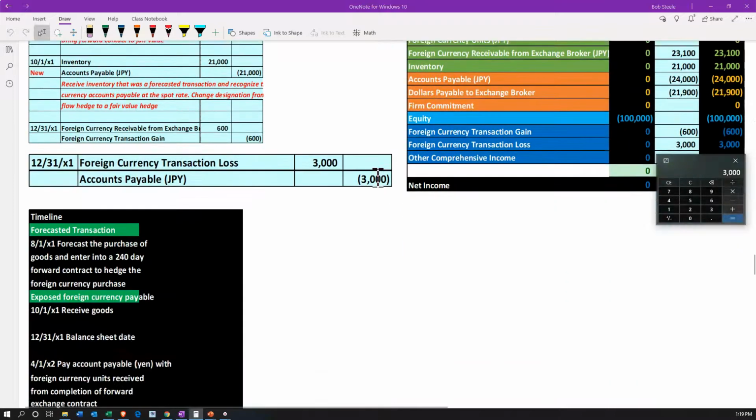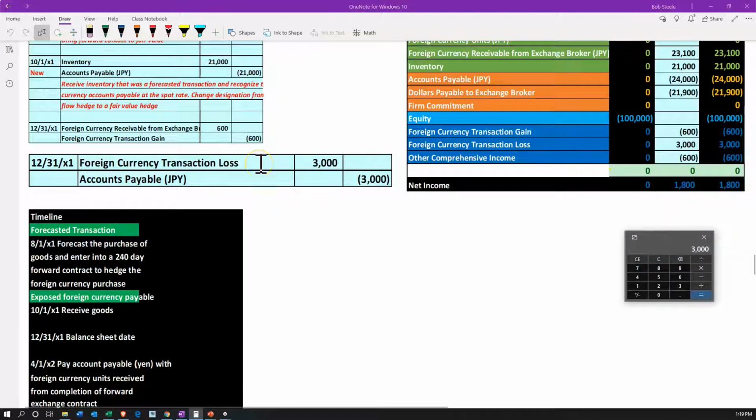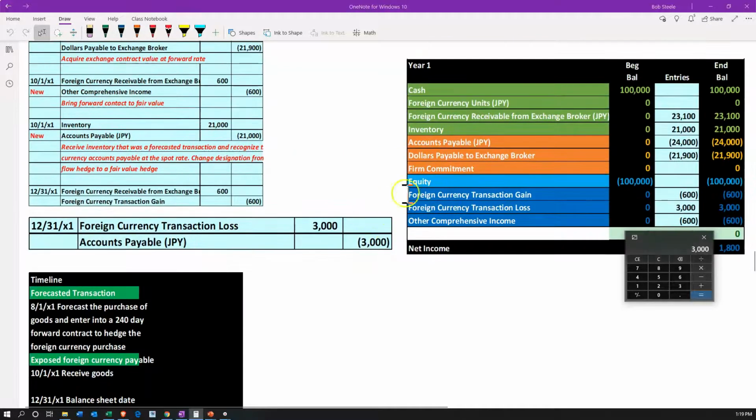Okay, so the foreign currency transaction loss will then be the debit. Once again, note that it's going into the loss account, not into the other comprehensive income account. And then the accounts payable will be the credit. So the accounts payable up top is at 24,000 after that transaction is included, then the loss of 3,000 is down below.